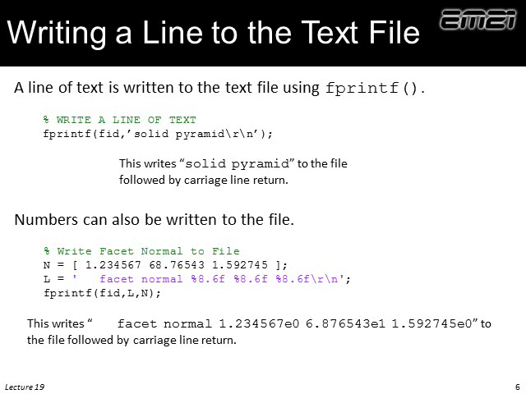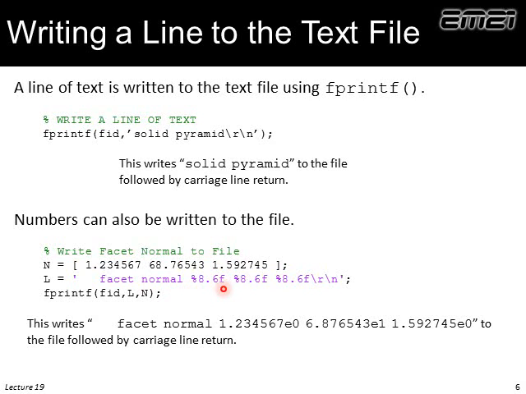We can also write numbers to the file. We're doing the same basic thing up here, where when we finally write, we're going to give it a file ID. However, we'll give it a text string, and we'll give it some ANSI standard notation here for including numbers, and then we give it a list of numbers. So let's say these are the numbers, and our text string will be facet normal, and we'll discuss what that is later. This is actually part of an STL file.